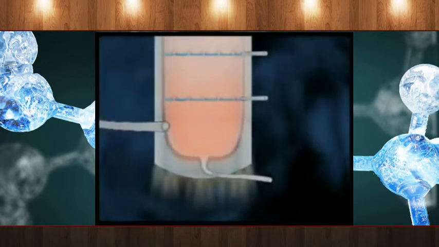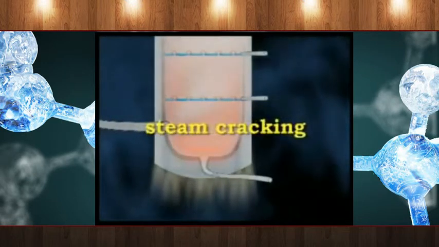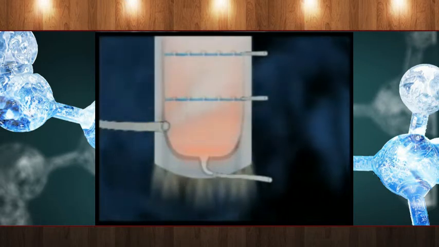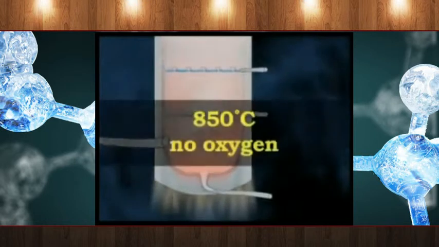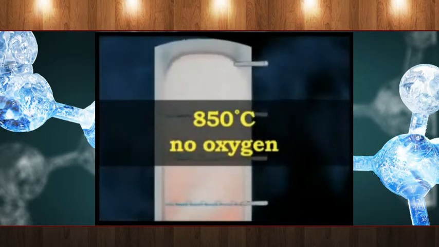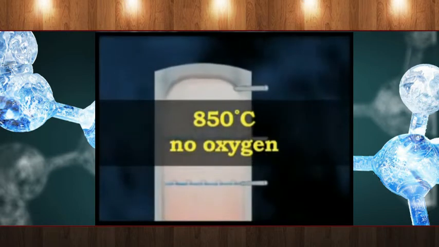In one method, thermal steam cracking, the hydrocarbon is diluted with steam and then briefly heated in a very hot furnace, around 850 degrees Celsius, without oxygen. The reaction is only allowed to take place very briefly.